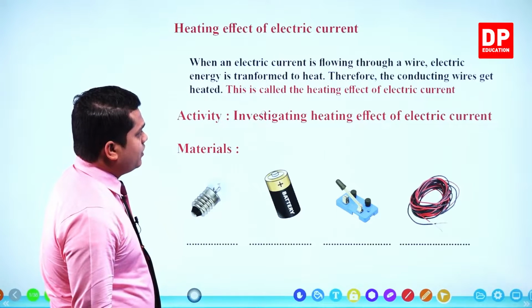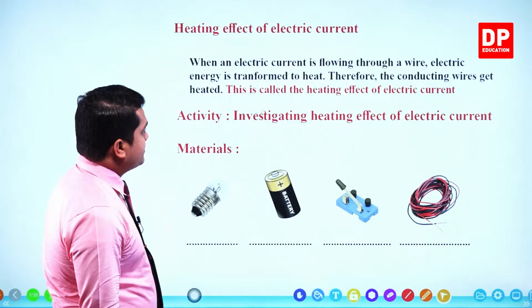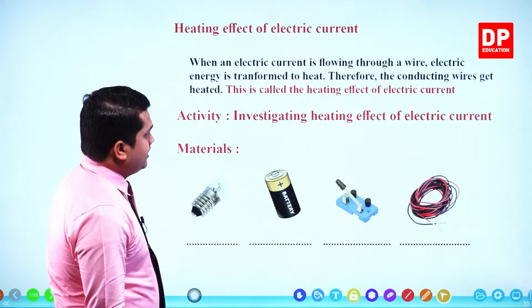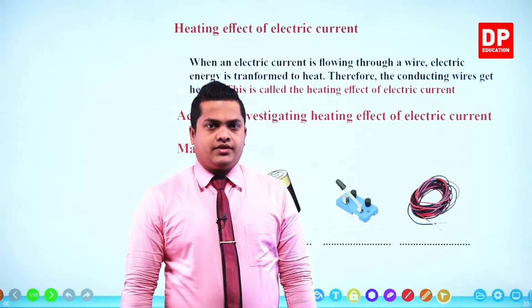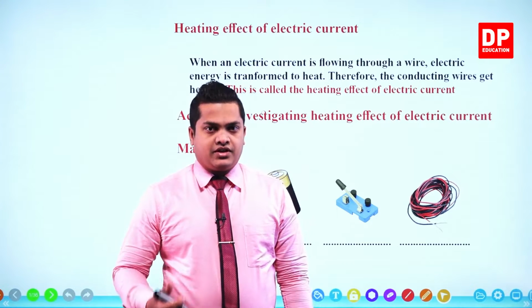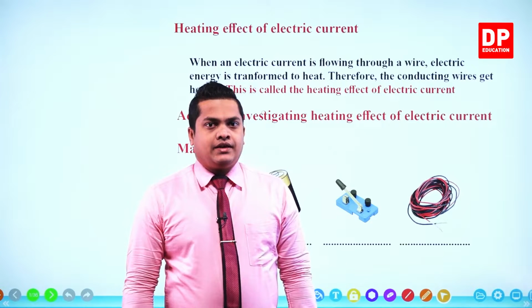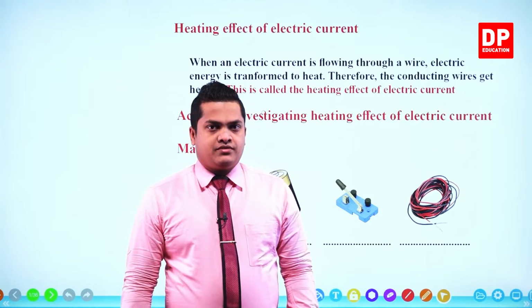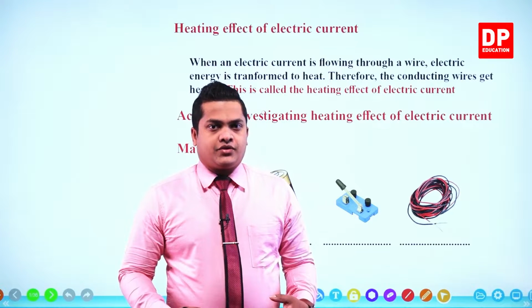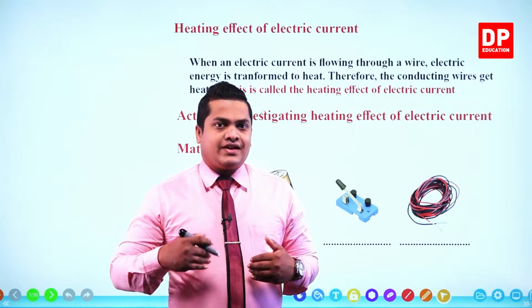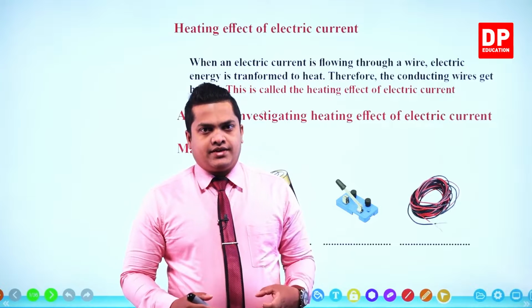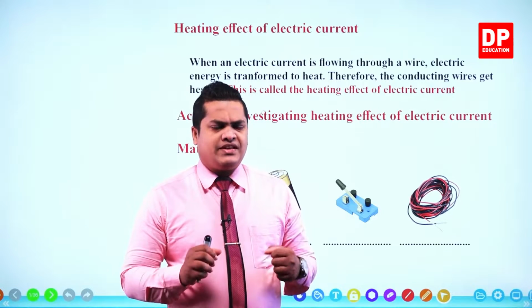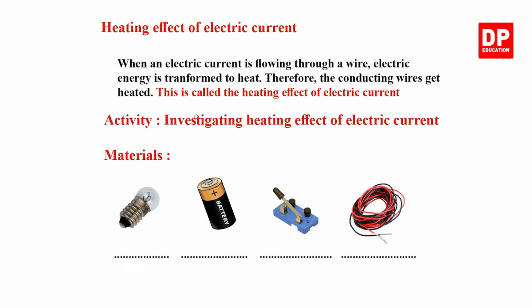When an electric current is flowing through a wire, electric energy is transformed to heat. If you take any kind of conductor, it can be a wire, a metal plate, an electrical instrument, whatever, when electricity flows for a longer time period, each and every conductor gets heated, mainly because of the resistance. We'll be discussing how it gets heated in our next parts.